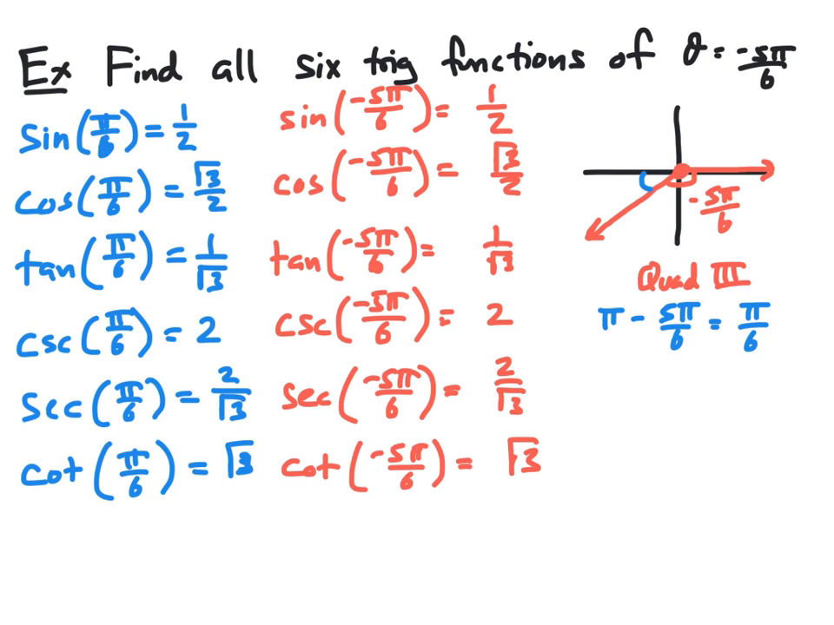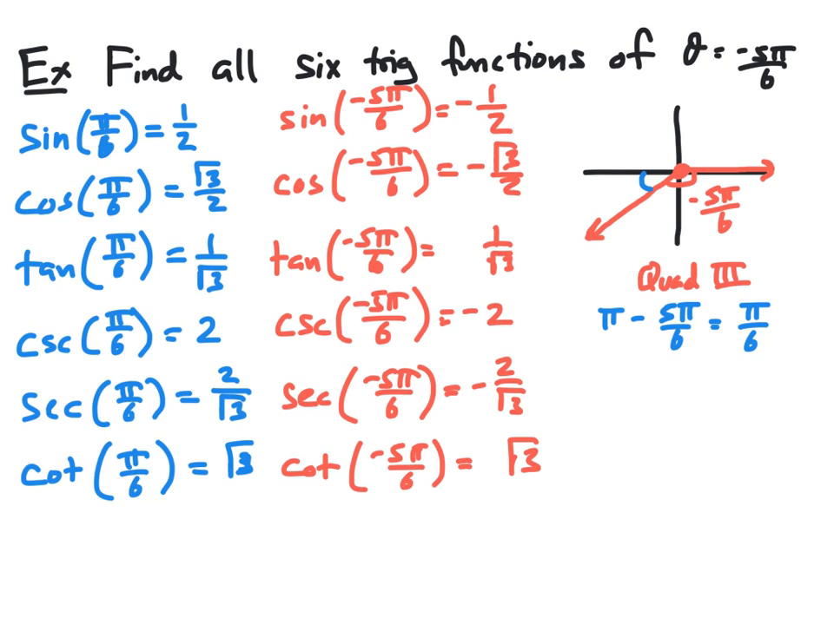The angle here is in quadrant 3. In quadrant 3, we know that the tangent and the cotangent functions are positive. And so we'll leave the tangent and cotangent functions as positive values, 1 over square root 3 and square root 3, respectively. But the other functions are negative. So sine, cosine, cosecant, and secant are all negative in quadrant 3, which is where our angle lies.